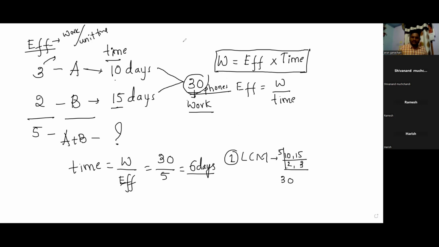In the examination, you'll write only 3 steps. That is, A is 10 days, B is 15 days. You write the work, then the efficiency, then the total efficiency, then directly 30 by 5, which is equal to 6. The things I have marked with red, only these you will write in your copy, and you'll get the answer. So let me dictate a question.